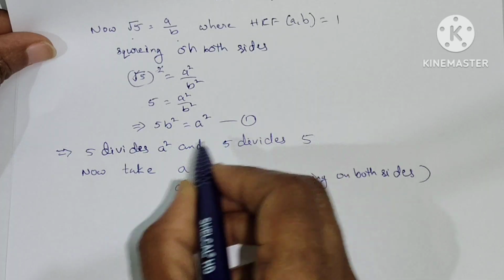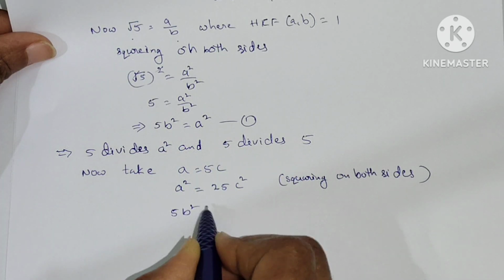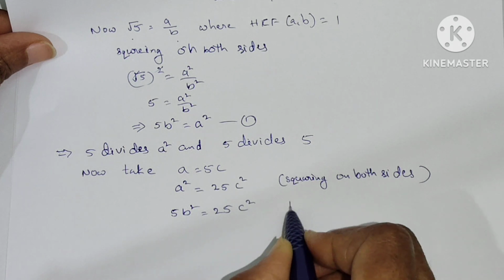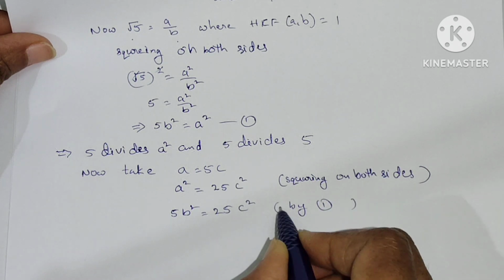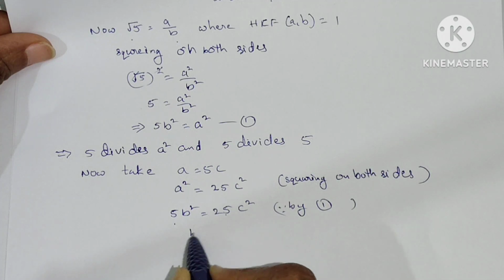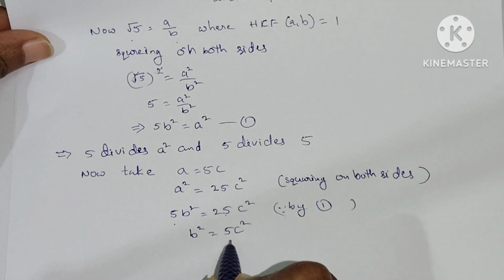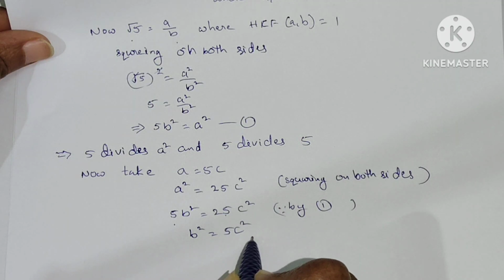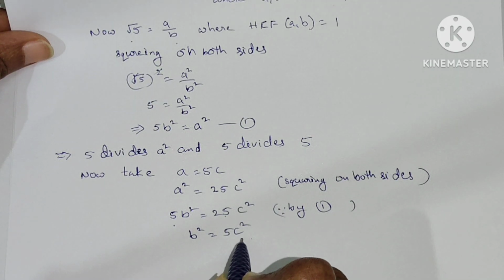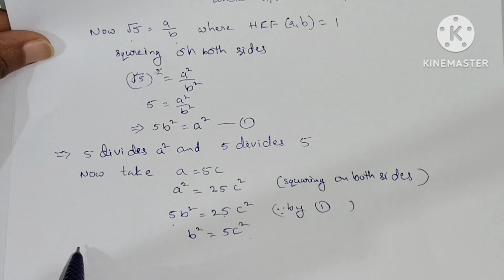Here the first equation is a square equal to 5b square. So in place of a square we write 5b square. 5b square equals 25c square by equation 1. 5 ones are 5, 5 fives are 25. So b square equals 5c square. Here 5 gets cancelled. So b square equals 5c square means 5 divides b square, and thereby 5 divides b.